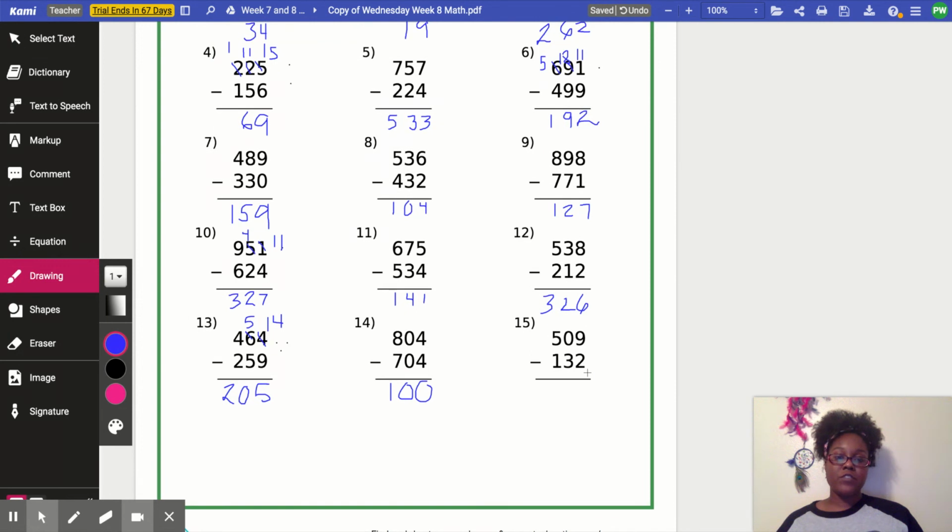On 15, 9 take away 2 is 7. Oh, I have 0 and I'm trying to take away 3. I can't do that. There's more on the floor. I've got to go next door, get 10 more.